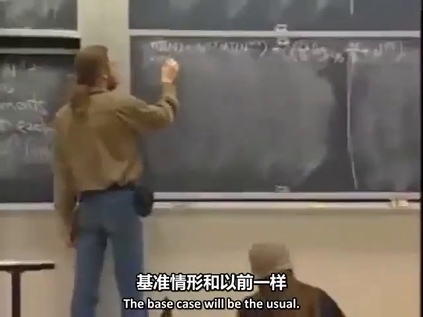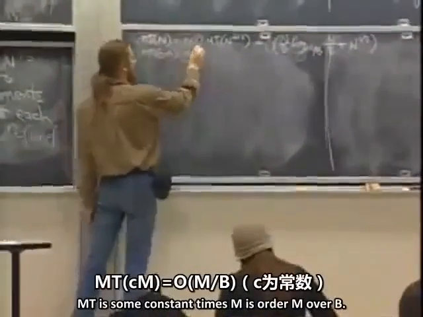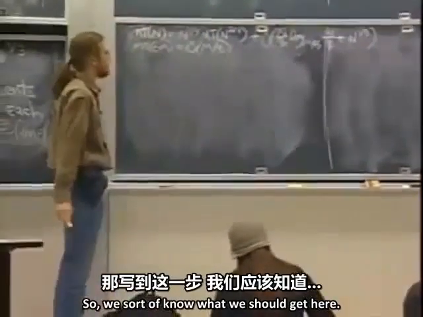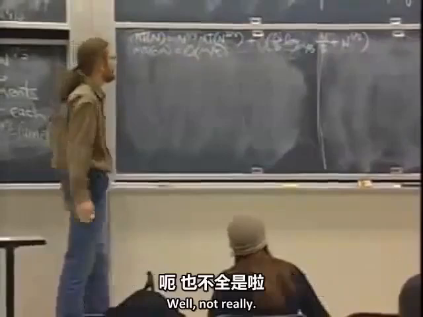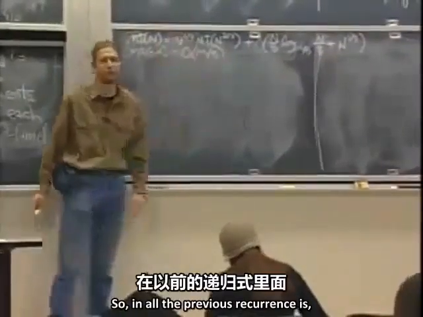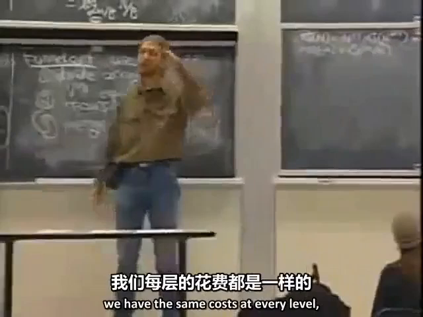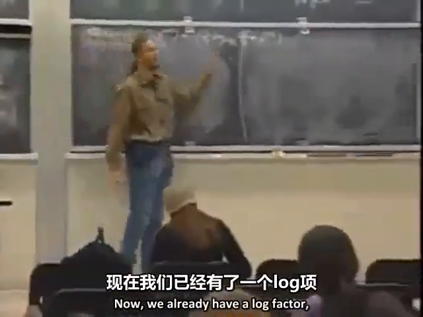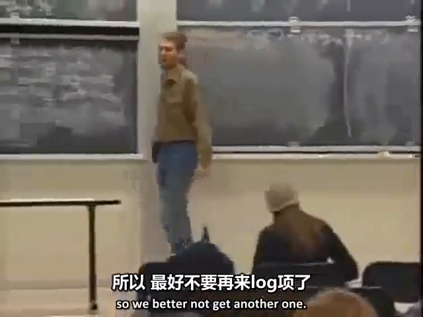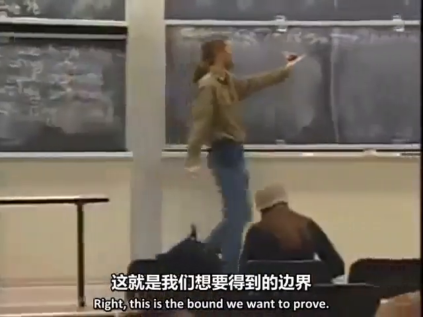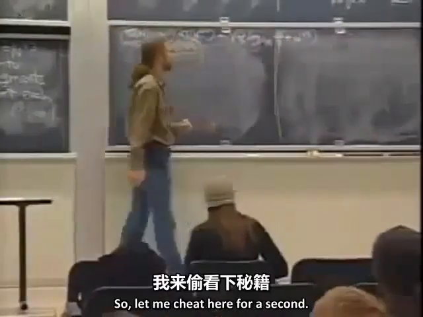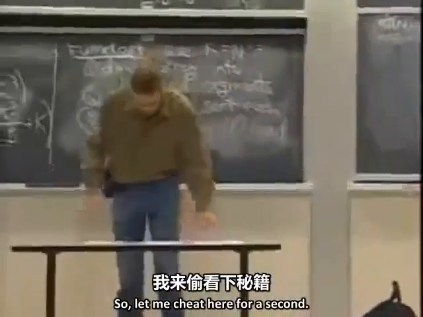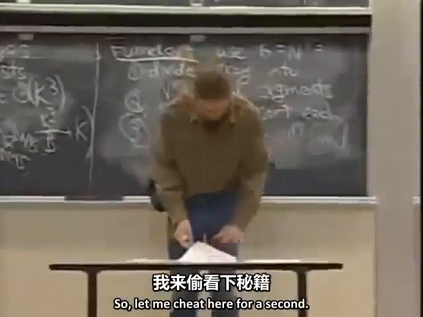The base case will be the usual: M of t is some constant times m, which is order m over b. So we sort of know what we should get here. Well, not really. In all the previous recurrences, we had the same cost at every level, and that's where we got our log factor. Now we already have a log factor, so we better not get another one. This is the bound we want to prove. Let me cheat here for a second.